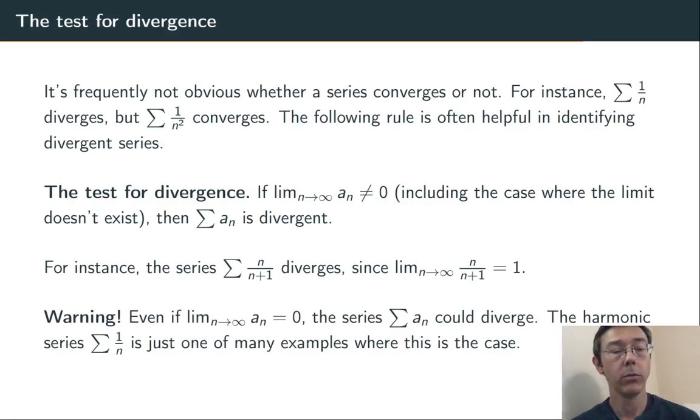One really important warning here. Even if the limit of the a sub n's is 0, the series could diverge. You just don't know yet. And we've already seen one example of this, the harmonic series, 1 over n. As n gets larger and larger, this term, 1 over n, does go to 0, but the series does diverge. In a case like that, you've just got more work to do.